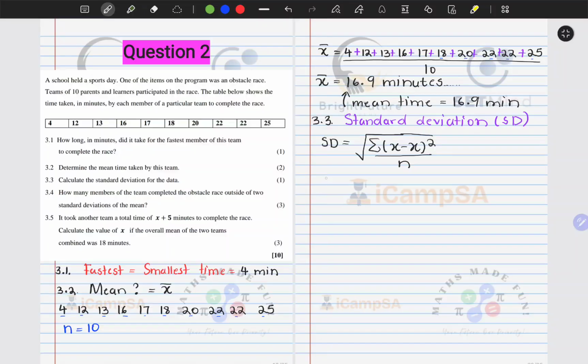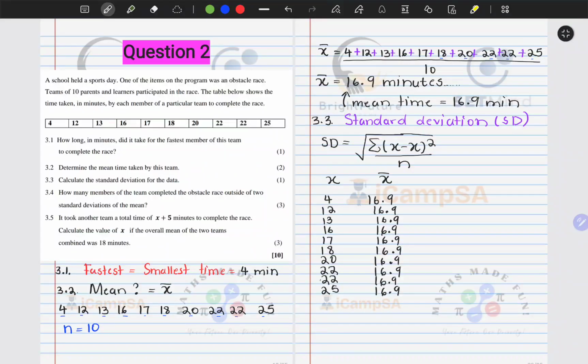So what I'm going to do is have x, then the mean. For the x, we just put the data as it is: 4, 12, 13, 16, then 17, 18, 20, 22, 22, and 25. And then we'll have the mean, which we found above, 16.9, 16.9, 16.9, 16.9, and so on for each data point.